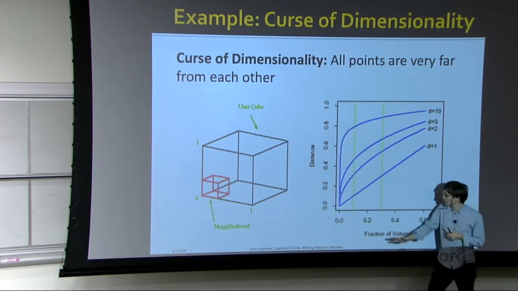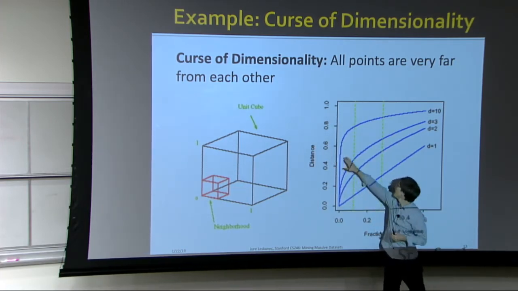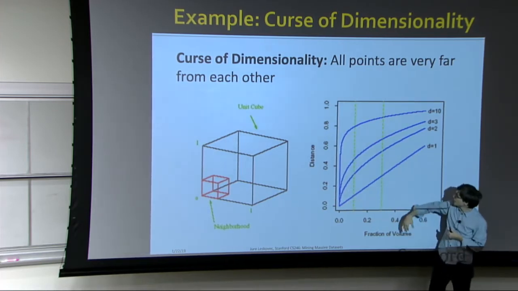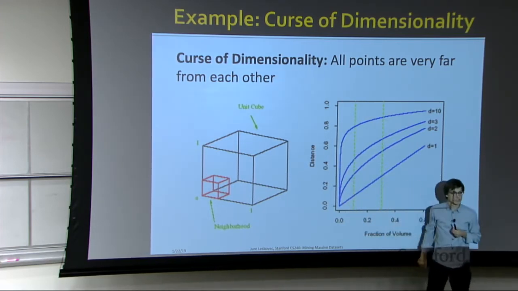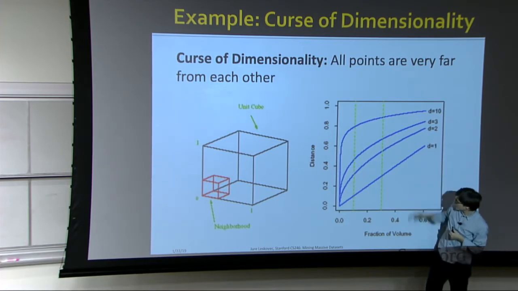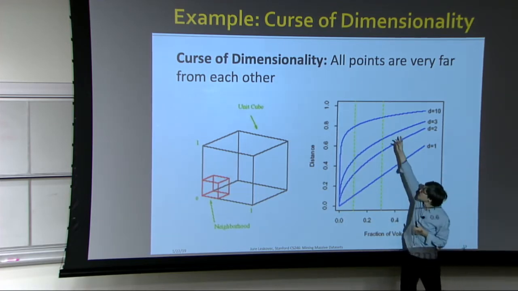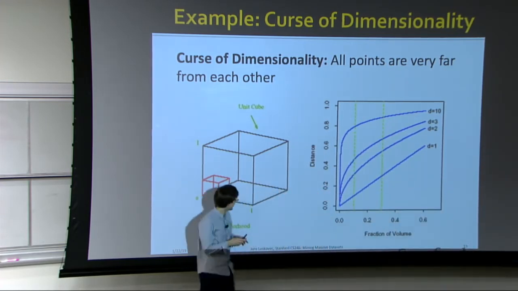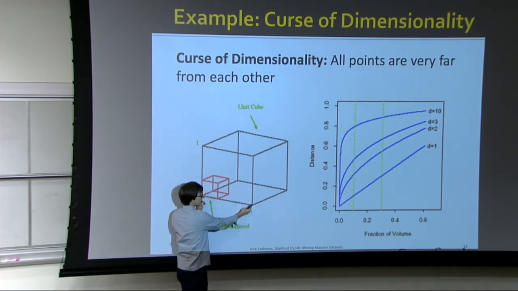On a one-dimensional line, if you go half the way from 0 to 1, then you cover half of the line. So here it is, that's the linear relationship. If you go to two dimensions, you already see you have to go further out to cover a smaller volume. And if you ask, how about in 10 dimensions, if I want to cover, let's say, 30% of the volume, this means I have to go almost 90% out in terms of distance. So basically, this cube has to go till 0.9, if the length of the embedding space is 1.